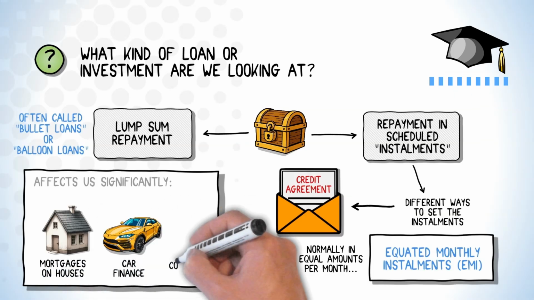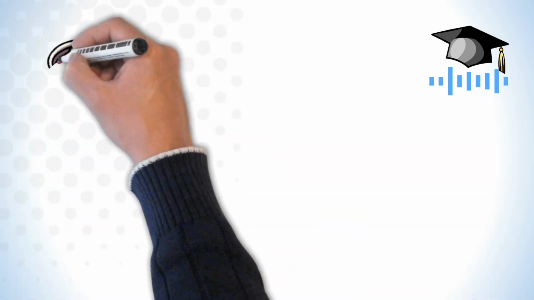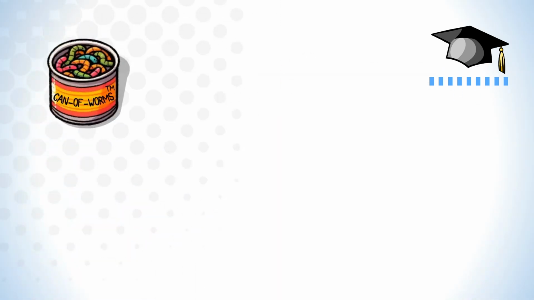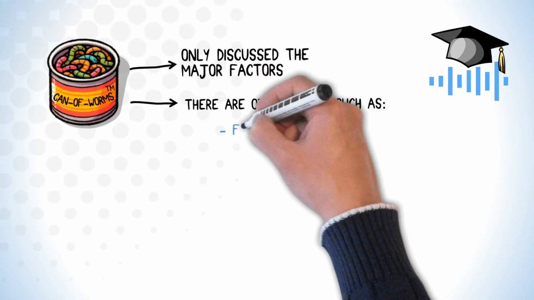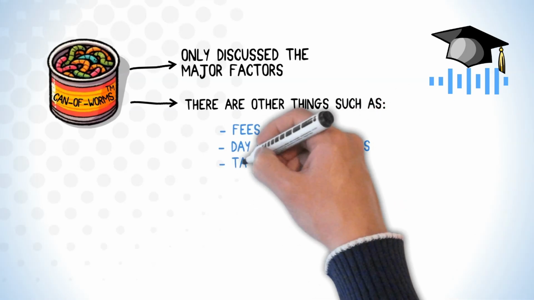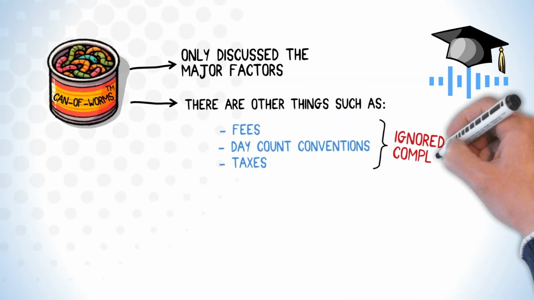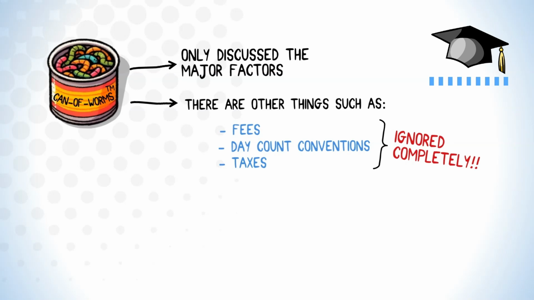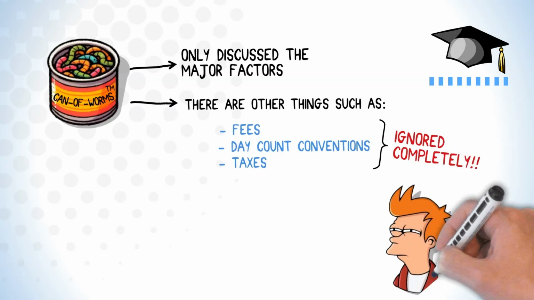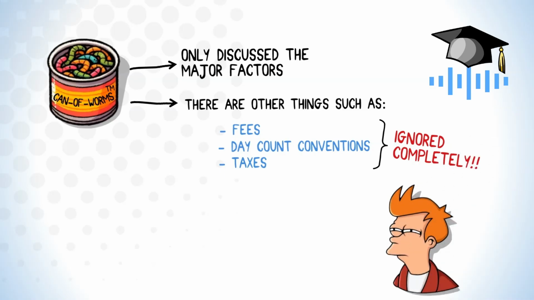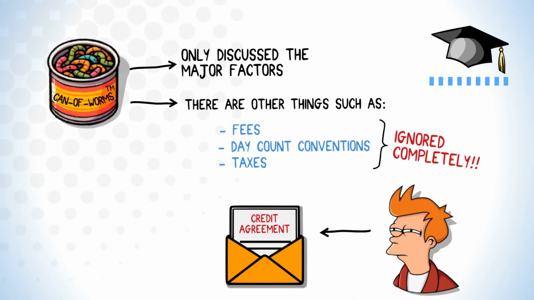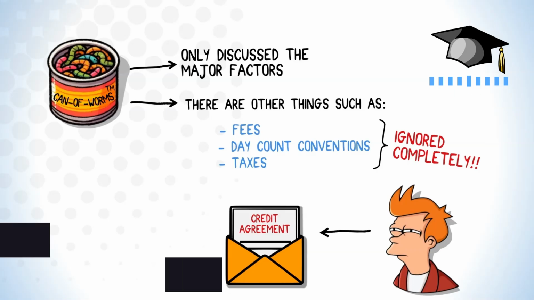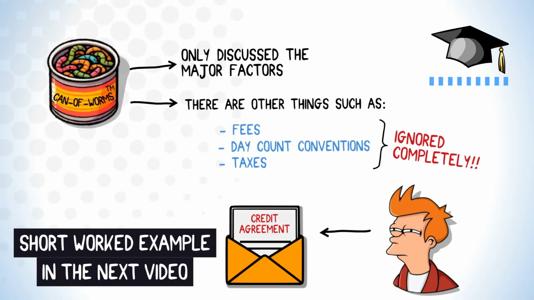As you can see, we've opened a real can of worms here, and what we've discussed are only the major factors. There are other things such as fees, day count conventions, and also taxes that we've ignored completely, but you can take care of them once you've understood the principles. The consequence of all of this is that most people don't really understand how much interest they're paying and why, and struggle to make sense of the terms of the credit agreements they sign. This is obviously a problem. To help you understand better how interest works, I'll provide a short worked example in the next video.